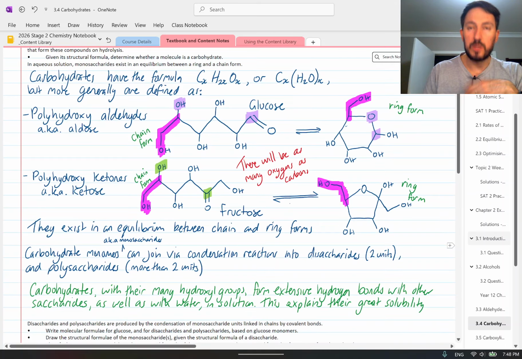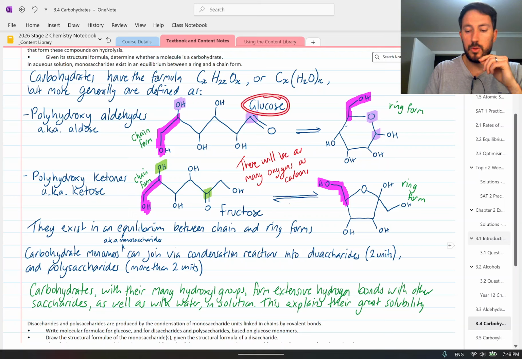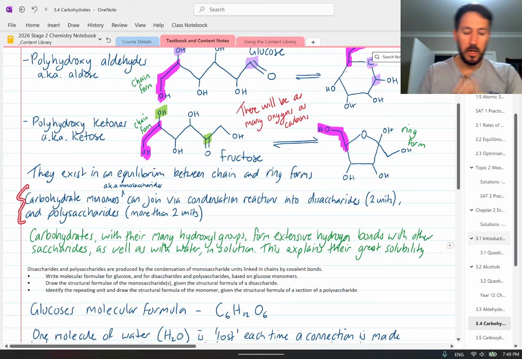So once we move past these, knowing by the way that this equilibrium of the ring form and chain form occurs in solution, so when these are dissolved in water, this equilibrium happens. If they are solid, so solid sugar, the crystallized sugar, they don't go through this process.